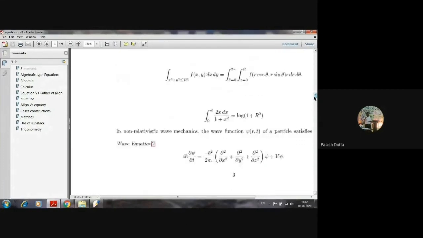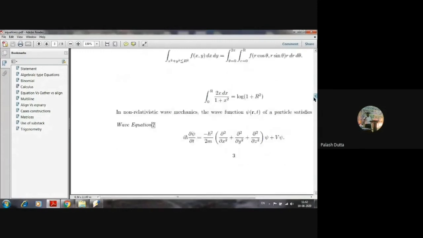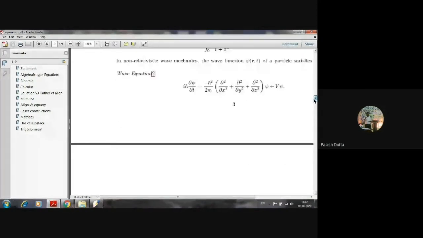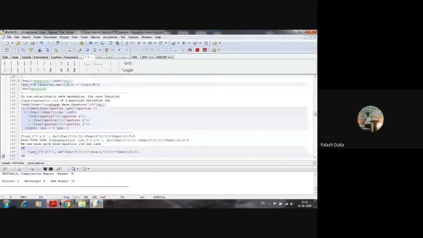This bigger expression can be written in the same way. Now, in non-relativistic wave mechanics, you can see here.